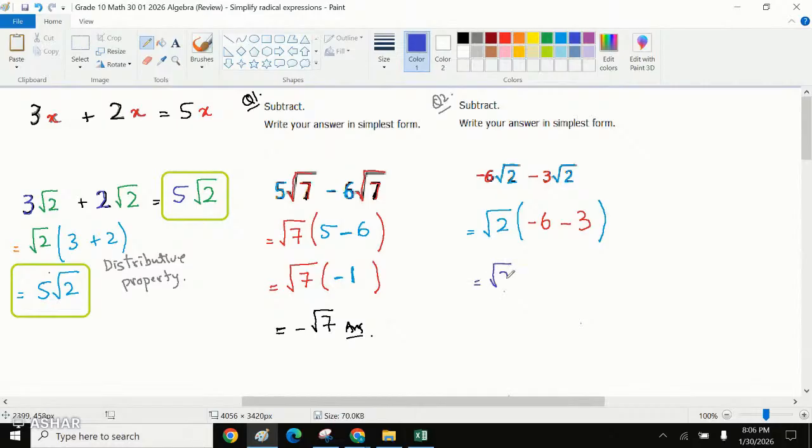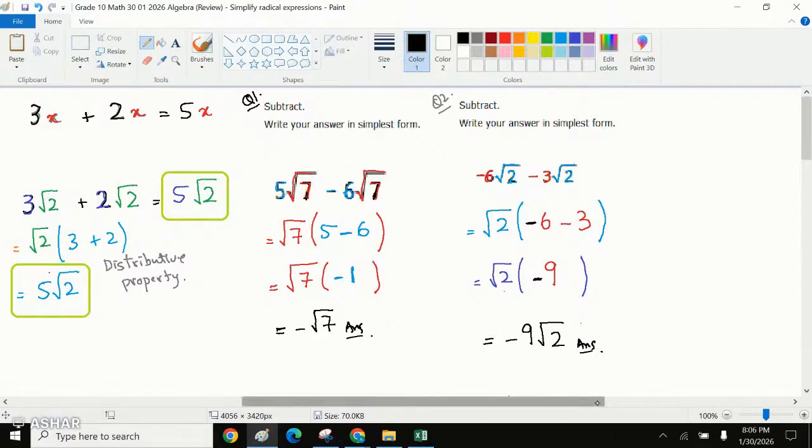If radical 2 is there, we know the rule that whenever we have two numbers and both of these numbers are negative, a negative number added to a negative number, we do addition. When both the signs are the same, we add them together. And we know that 6 plus 3 is 9. And we take the sign of the larger number, that is -9. Therefore, we can say the answer is -9 radical 2. This is the answer. Okay, agreed?